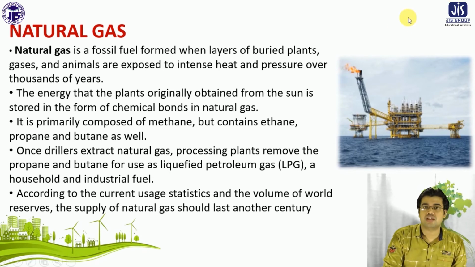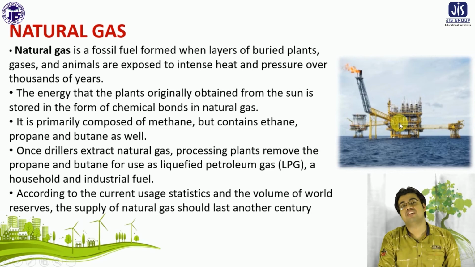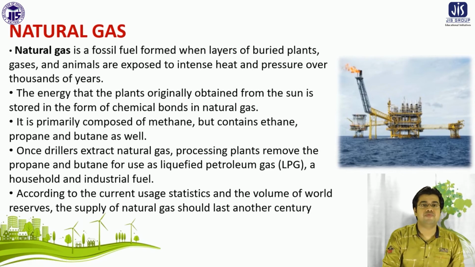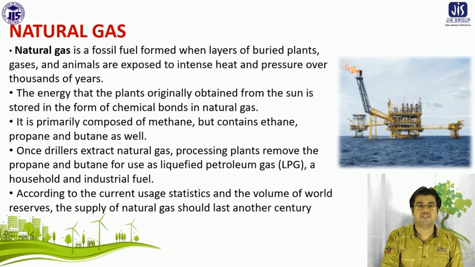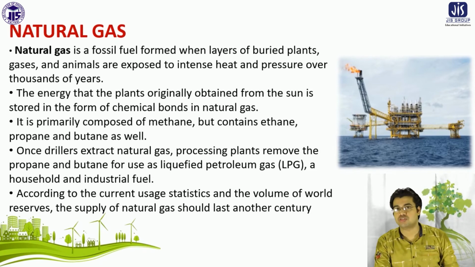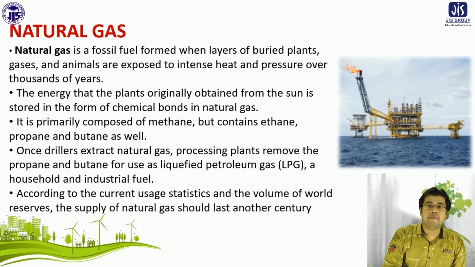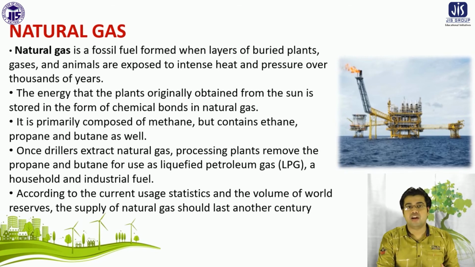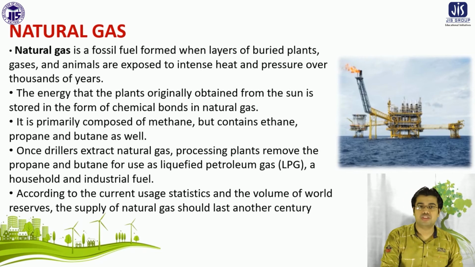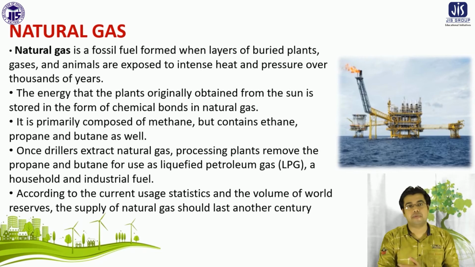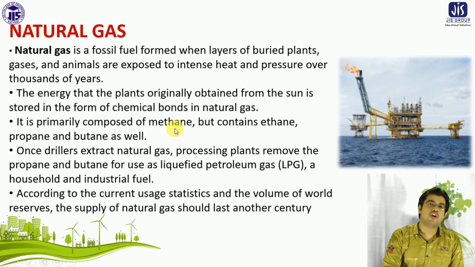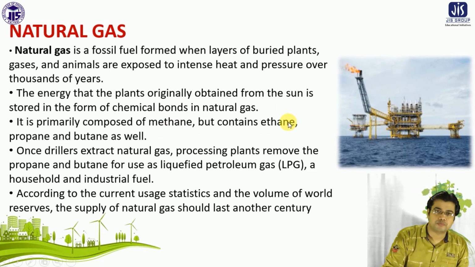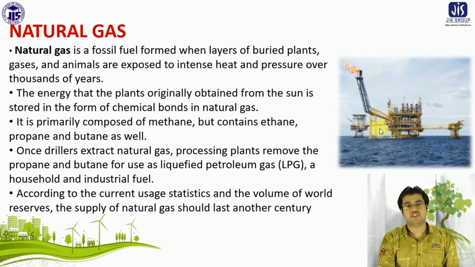So in that process we are collecting the natural gas. The energy that the plants originally obtained from the sun is stored in the form of chemical bonds in natural gas. It is primarily composed of butane, methane, ethane. In most cases the main component, the maximum percentage, is methane, and there is also a mixture of different gases like propane and butane. So in that way we actually collect natural gas.